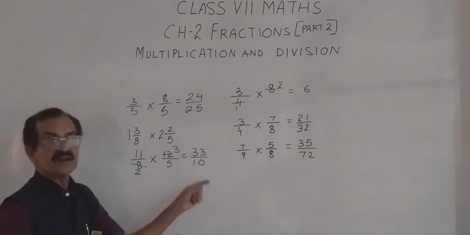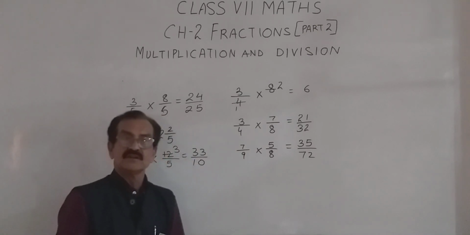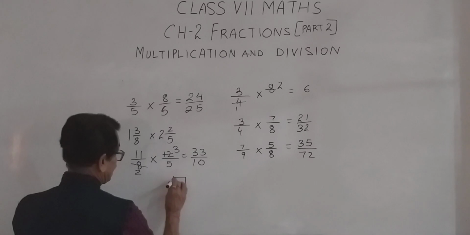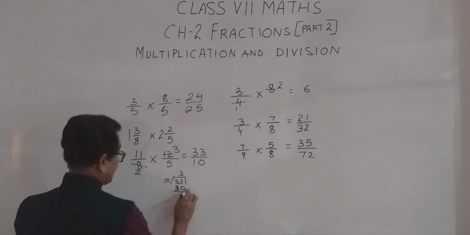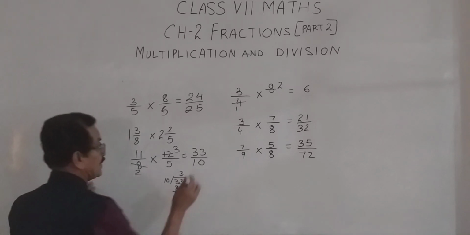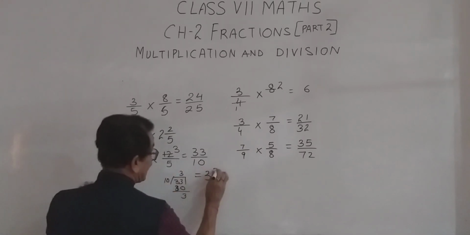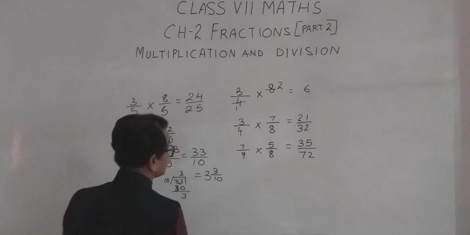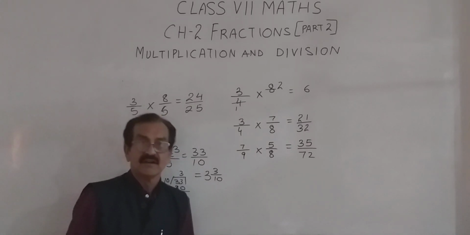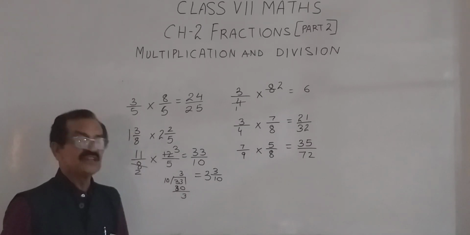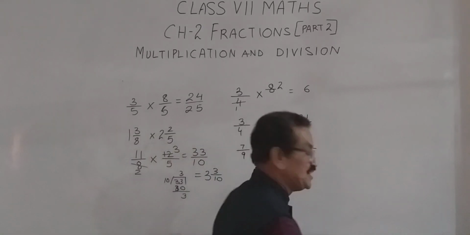Now, we have to convert this improper fraction to a mixed number. So we divide 33 by 10 to get 3 as the quotient and 3 as the remainder. So this becomes 3 whole number and 3 by 10. That is our end result. Right? So the next step is division. Let's go for division.